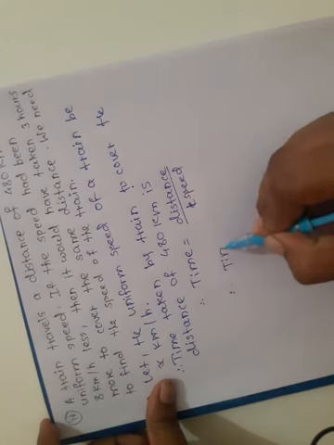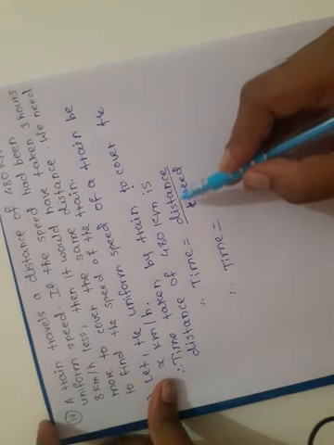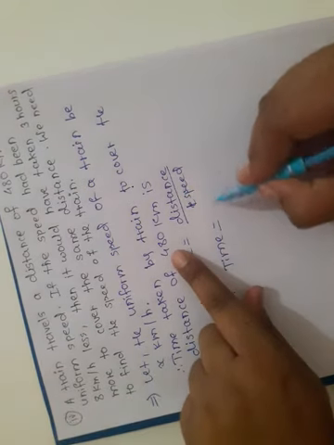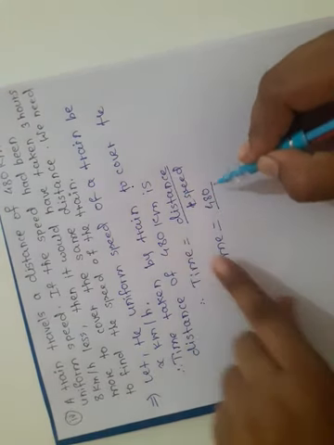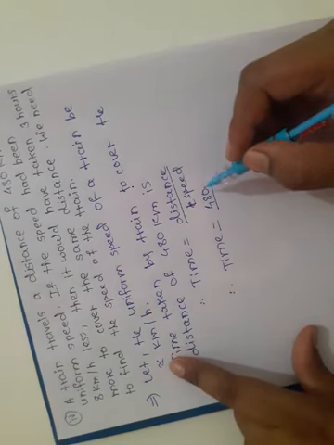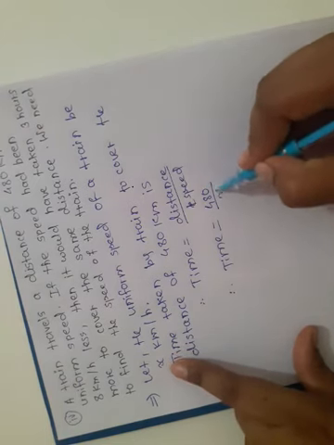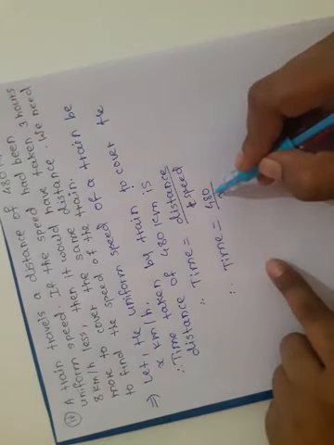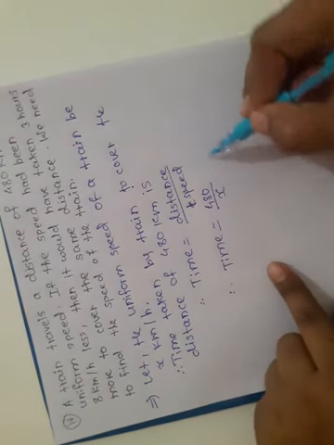So time we have to find out. Write it as time is equal to distance upon speed. Distance is known to us, 480 kilometer, and speed, obviously uniform speed, we have taken it as x. So time is equal to 480 upon x. This is our equation number 1.